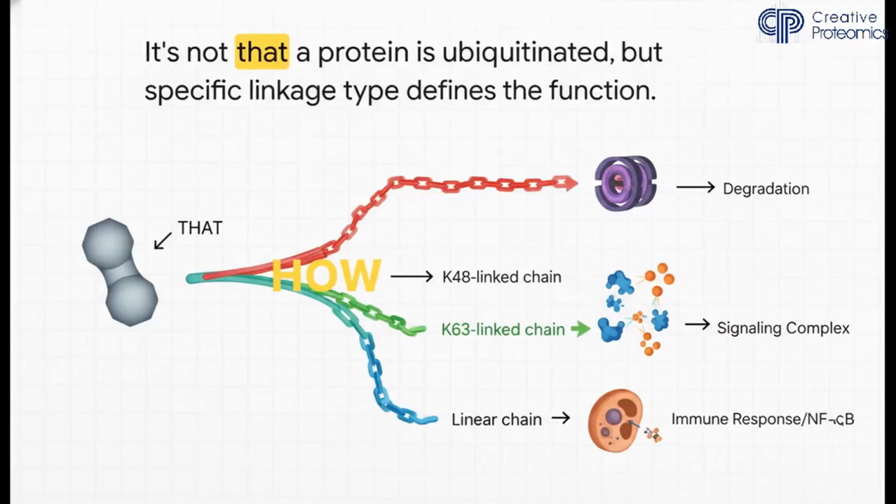And that right there, that's the key takeaway. The incredible complexity, and frankly, the power of this entire system lies in the how. The specific connection point used to build the chain is what determines the function. It transforms a simple tag into a sophisticated language that directs all the machinery in the cell.